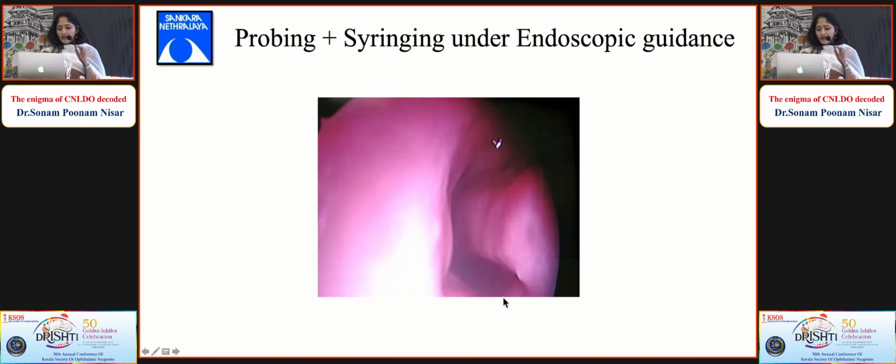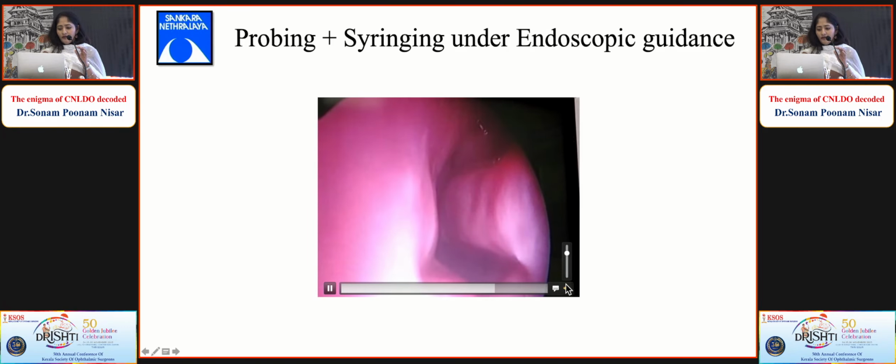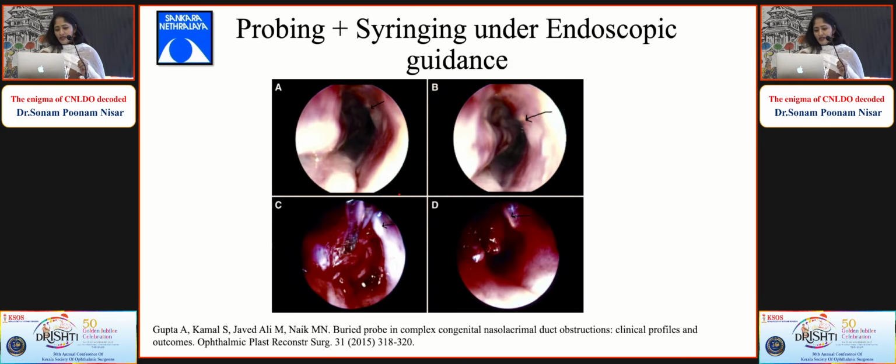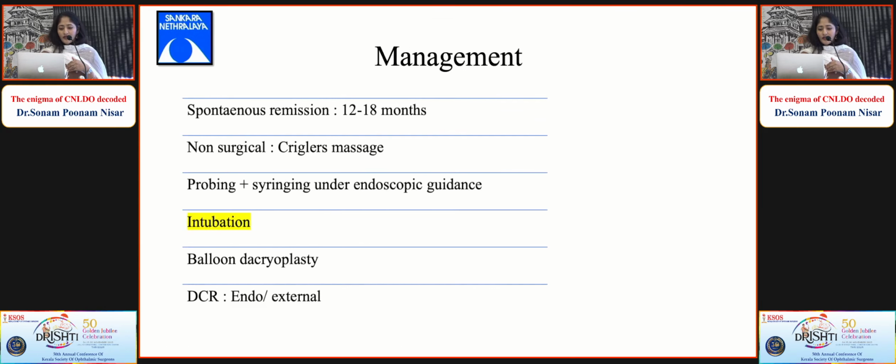Okay, so here you can see the probe right at the level of the inferior meatus, and then we do a syringing to look for the successful outcome. I'm just going to rush through this because I've already mentioned the importance of endoscopic guidance. You can have a buried probe syndrome where you might have a metal on metal touch, but you still have the probe which is not coming out into the inferior meatus. That is one of the indications why you should look endoscopically.